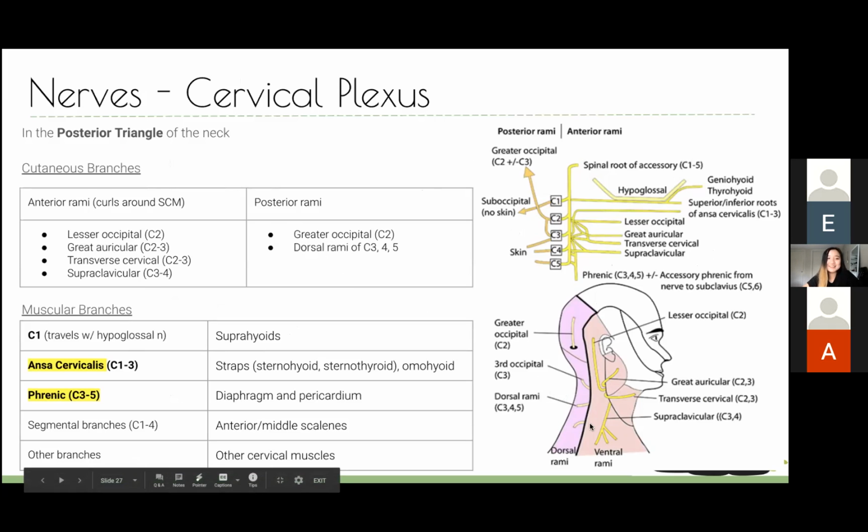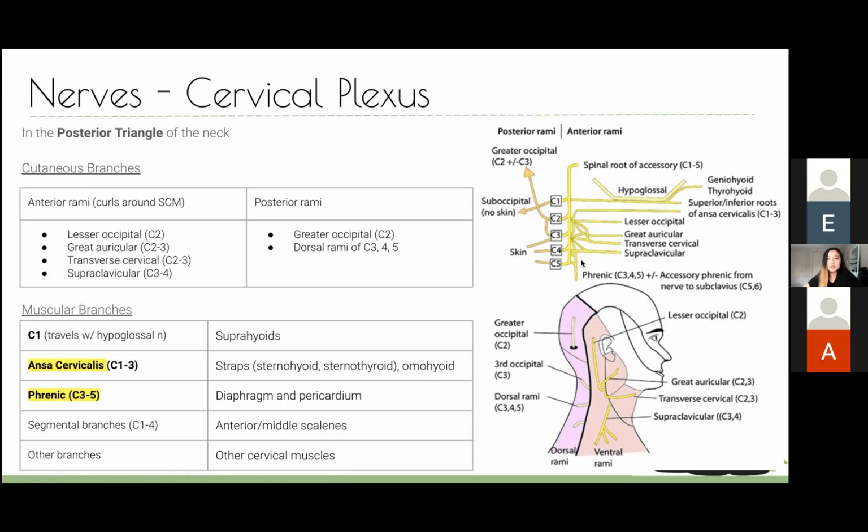So your anterior rami include your lesser occipital, your greater auricular, your transverse cervical, and your supraclavicular, and they're kind of named pretty well, basically where it is. Your posterior rami has your greater occipital, C2, and then just kind of like C3, 4, 5, going down.